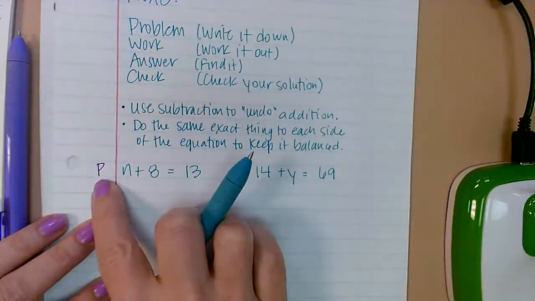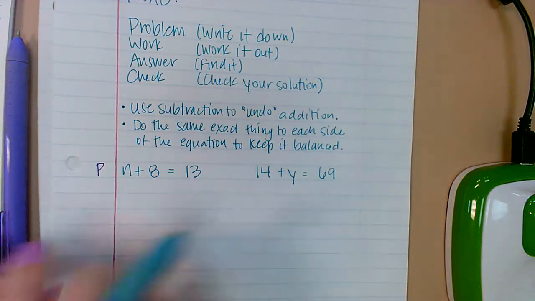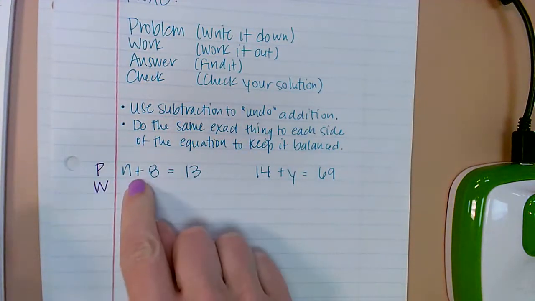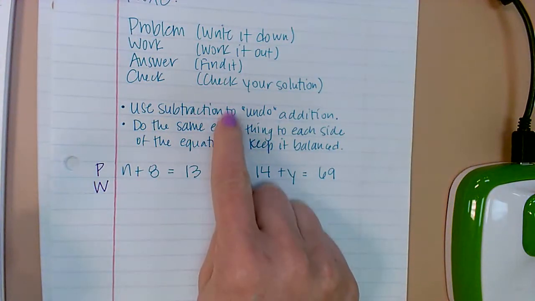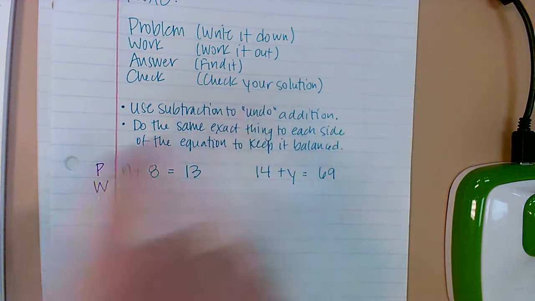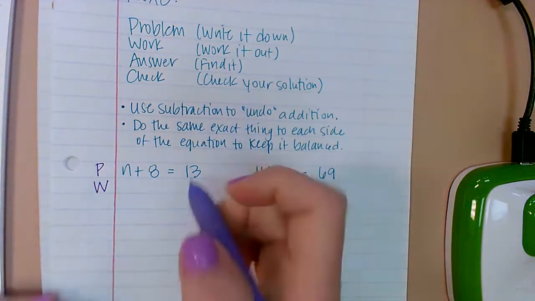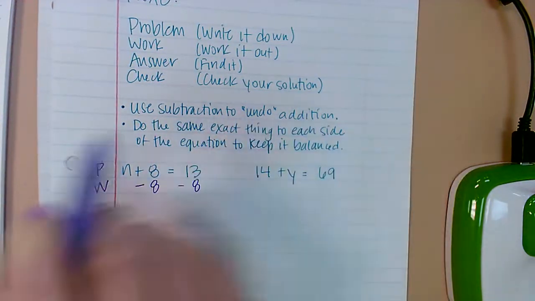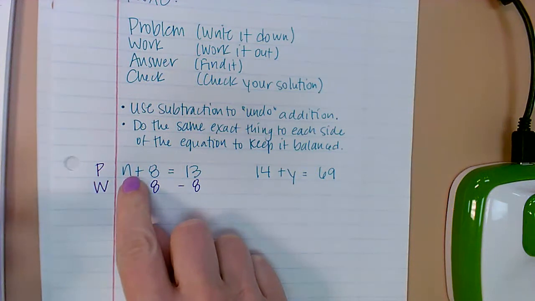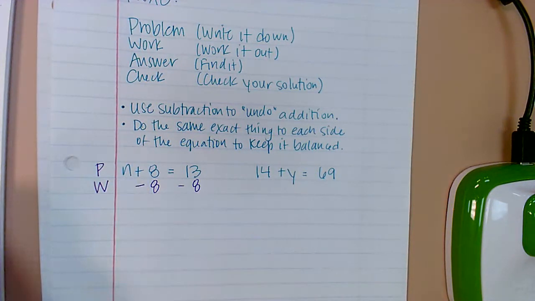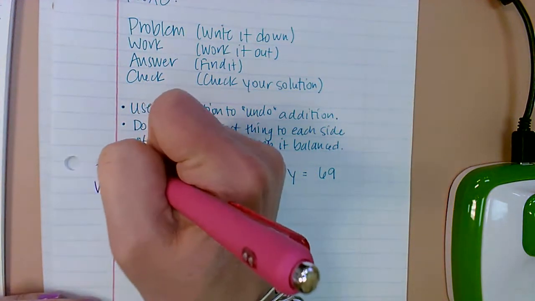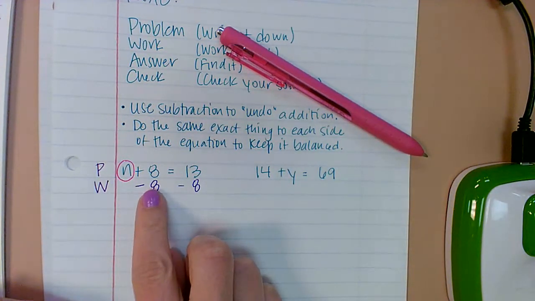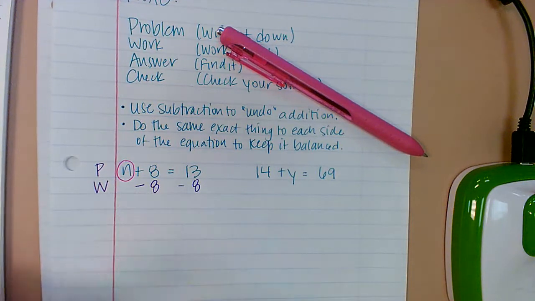So I've got P, I've got my problem written down. Now I'm going to start working it out. So I've got addition. We said we're going to use subtraction to undo it because addition and subtraction are inverse operations. So I'm going to subtract 8 from each side. And the whole goal of solving an equation is to get this variable right here all by itself. We're isolating the variable.